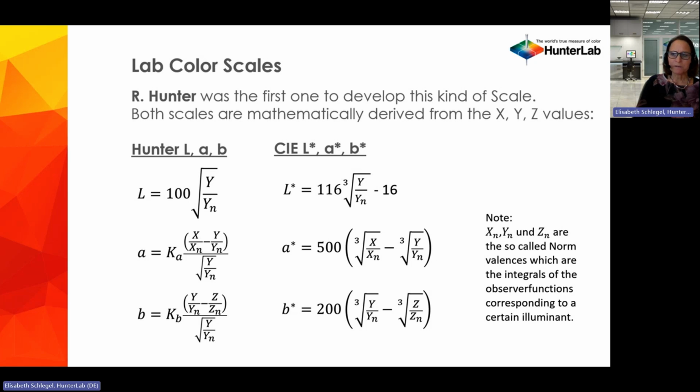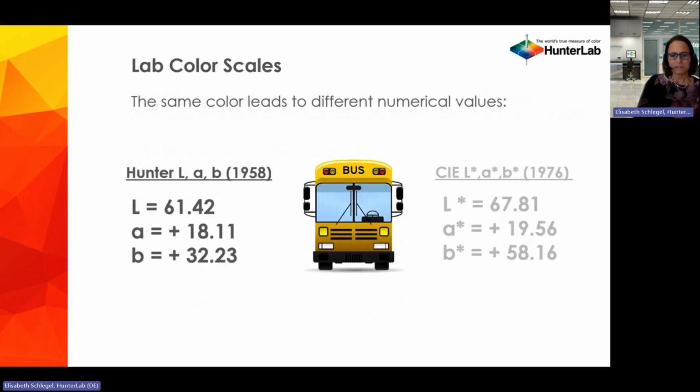And if we have a look now at both scales for our school bus, you will see it's quite different. Already in the L value, we have a difference of 6 units. That's not very much, but still it's different. And the A values are quite similar. But if you look at the B values, they are really different, more than 20 units, 25 units. And so you mustn't mix the two scales. You really have to define first which scale you're using, because if one person is talking about LAB and the other about CIELAB, it's not the same thing.